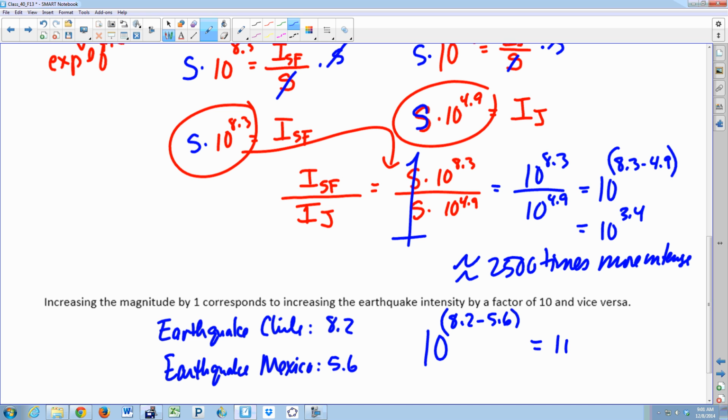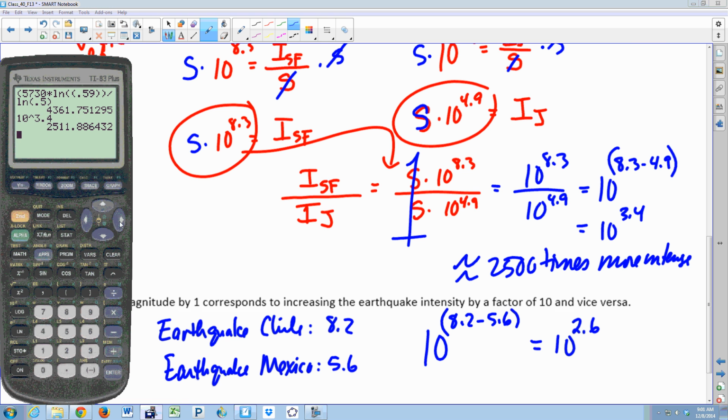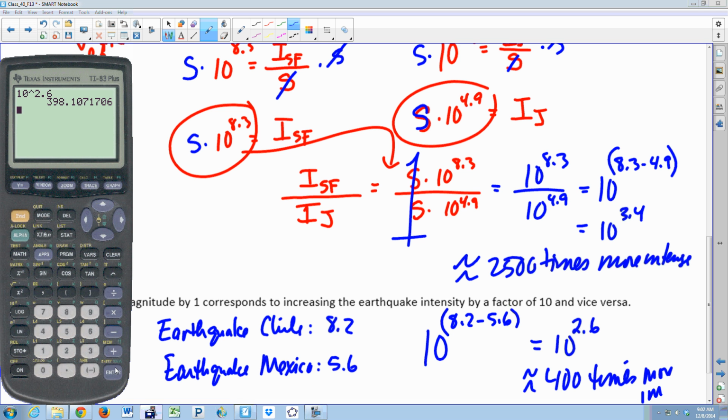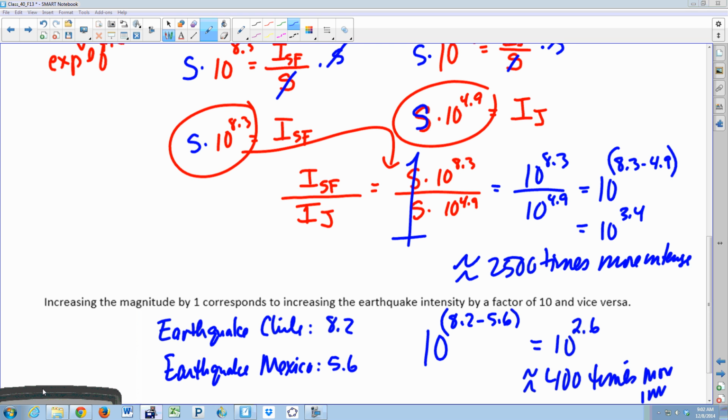So in this case, it would be 10 to the 2.6, and let's see how many more times intense that is. 10, let's clear this out, 10 raised to the 2.6. There we go. 398, approximately 400 times more intense. That just gives you a little bit of a feel for Richter scale values and how they really measure the intensity of earthquakes. So if you see two values, you can compare them.